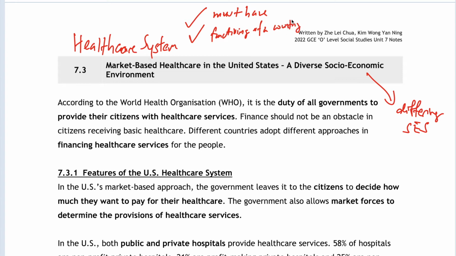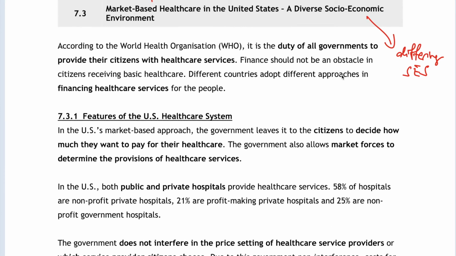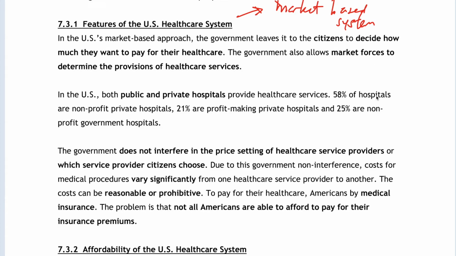The first case study we're going to look at is the United States system. In the US, we are talking about a market based system. So what does this mean? In such a system, the government leaves it to the people to decide how they want to pay for their healthcare. The government leaves it up to market forces, private companies making a profit, to determine the provision of healthcare services.